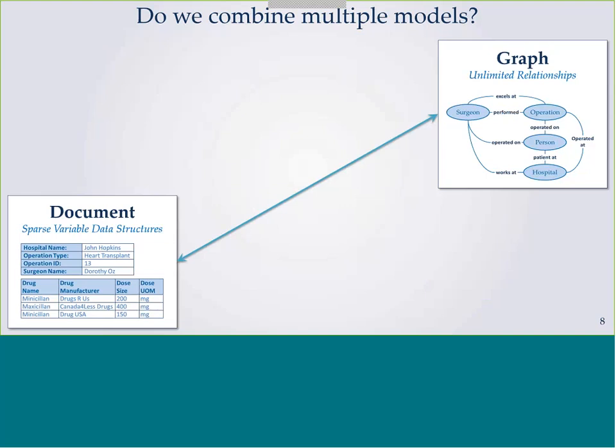Document, when we combine the two together, you have documents in your database and you join them together with graph relationships. And the graph relationships are data. The documents are data.